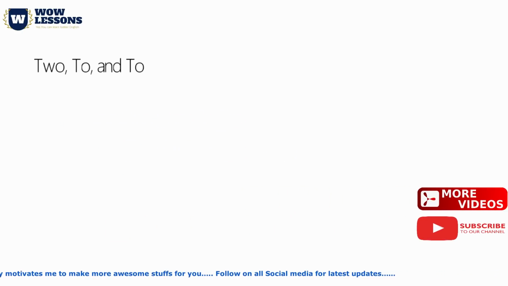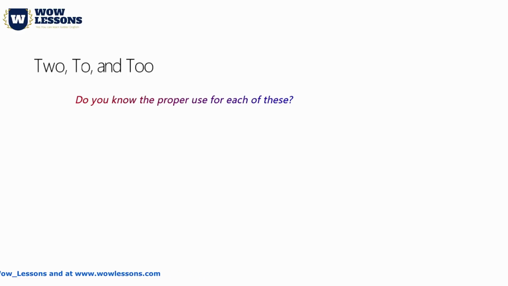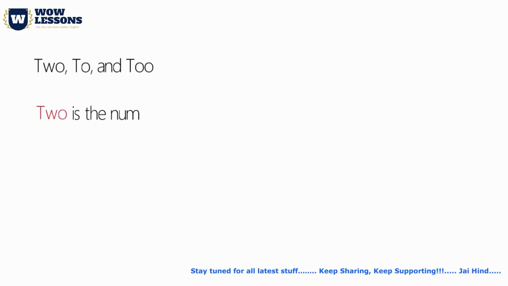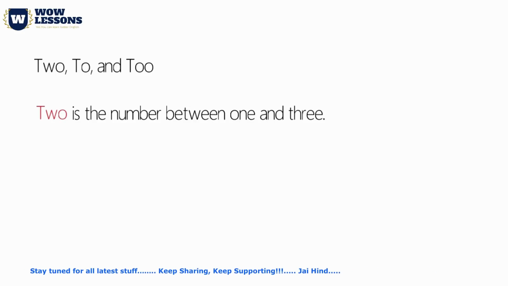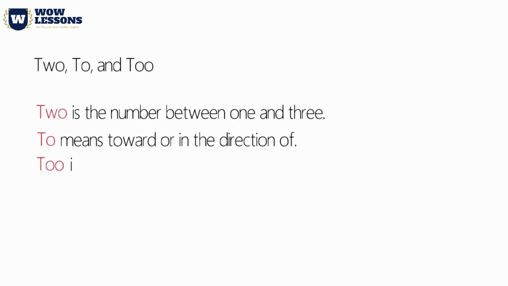Two, to and too. Sometimes there are sets of 3 words which can be confusing for English speakers. For example, look at the words two, to, and too. Do you know the proper use of each of these? T-W-O, two, is the number between 1 and 3. T-O, to, means towards or in the direction of. And T-O-O, too, is a synonym for also and very.